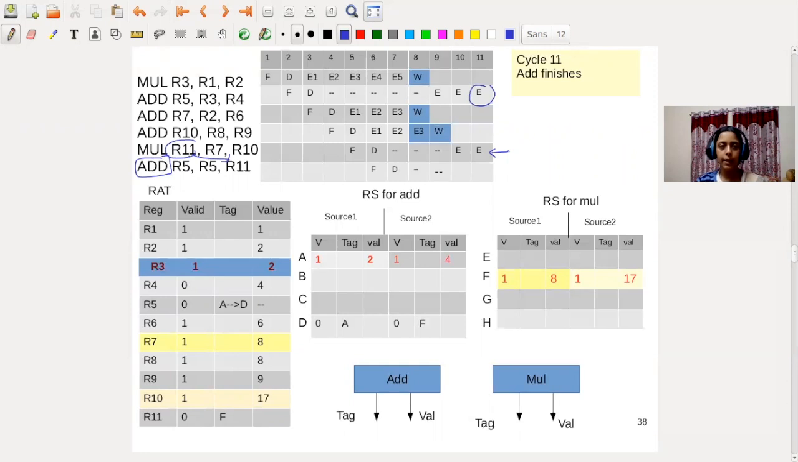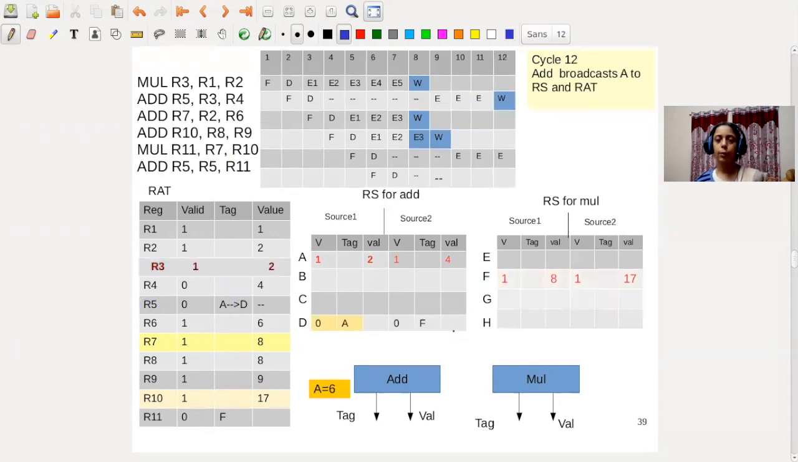And this add instruction, you can see it here. This is the R5 which has been updated with or renamed with D, and this is the reservation station. So it is waiting on that functional unit to provide the value. So nothing else is happening in cycle 11. If we move to cycle 12, the add is going to broadcast its value onto the CDB, to the RS and the RAT. So you should now check which are the contents that are going to get updated.